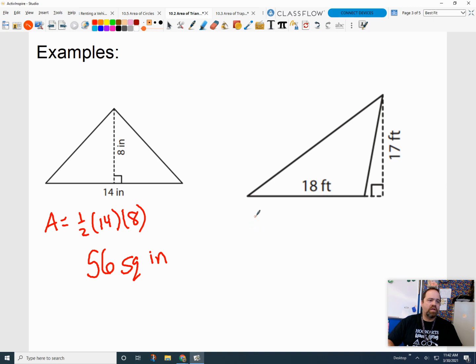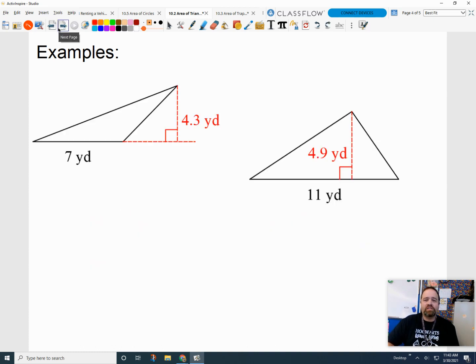All right, same thing here. Half of your base times your height. Half of 18 is 9. 9 times 17 is 153 square feet. Okay. Decimals don't change anything. If you've got a decimal, you still work with it the same as you do the other ones.